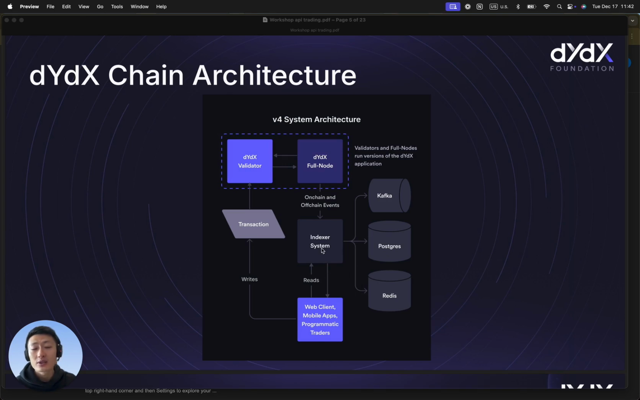And then on the other side, it goes also to different topics such as Postgres and Kafka for historical access, for streaming, for listening to those topics in order to get more information. So everything happens from this indexer at the moment. So that is a brief introduction of how the V4 system architecture looks like.